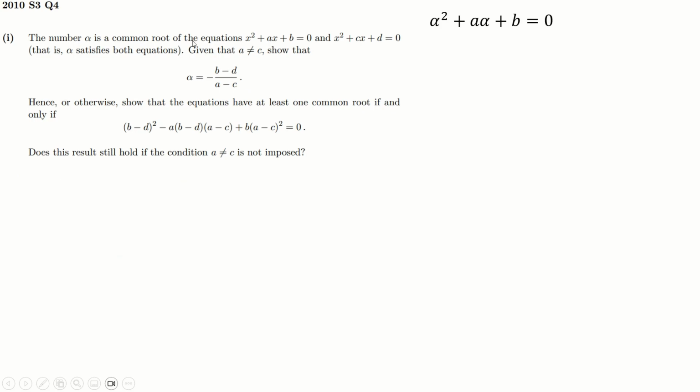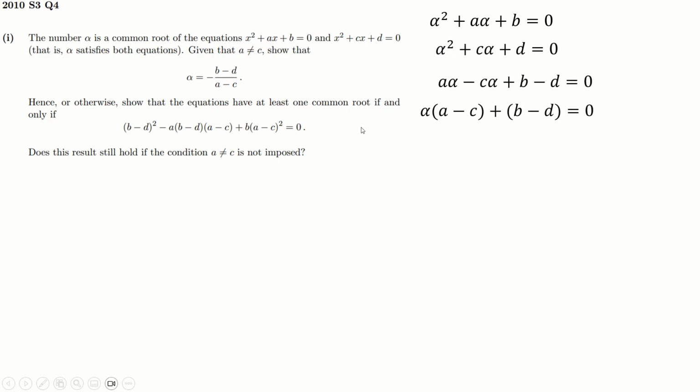So let's start with the first part. Alpha is a root of this, so if you put alpha in, it gets to 0, that's fine. And if you put alpha in that, it also gets to 0. We can just take these away to get rid of the alpha squares, and then, of course, we can just rearrange it, and we'll end up with what they wanted us to get. So that bit's not too hard.